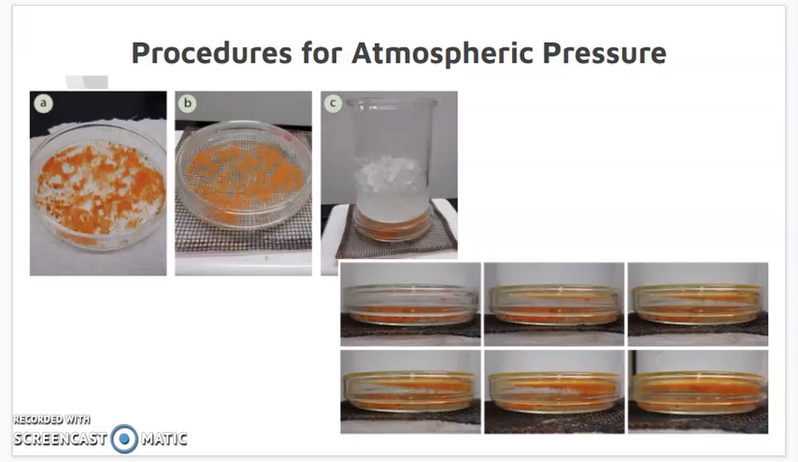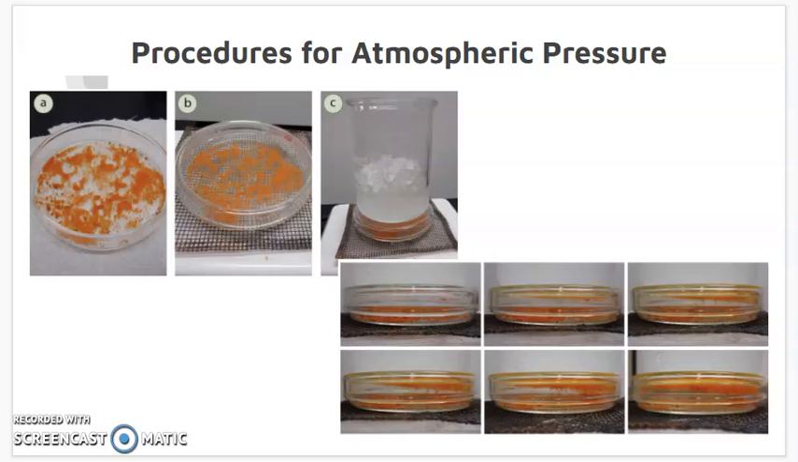Step 3. Cover the petri dish, then place the petri dish on a wire mesh on top of a hot plate, as shown in picture B. Make sure you are conducting this part of the experiment under a fume hood. Step 4. Prepare a 600 milliliter beaker with ice water and place the beaker filled with ice water on top of the petri dish as shown in picture C.